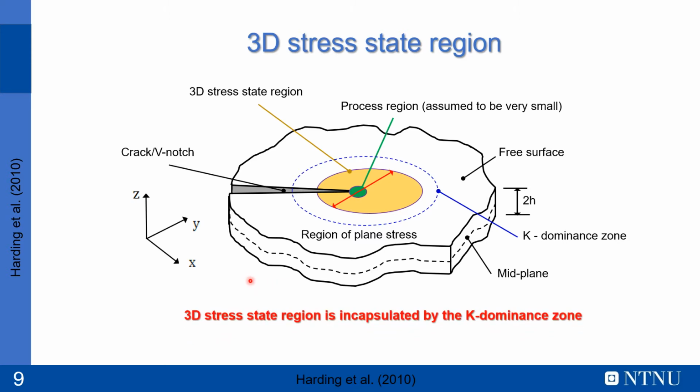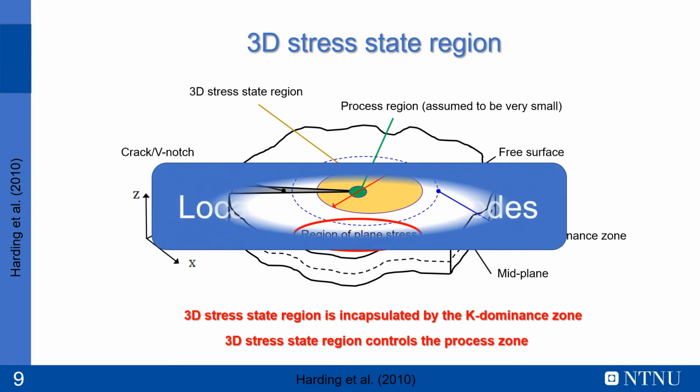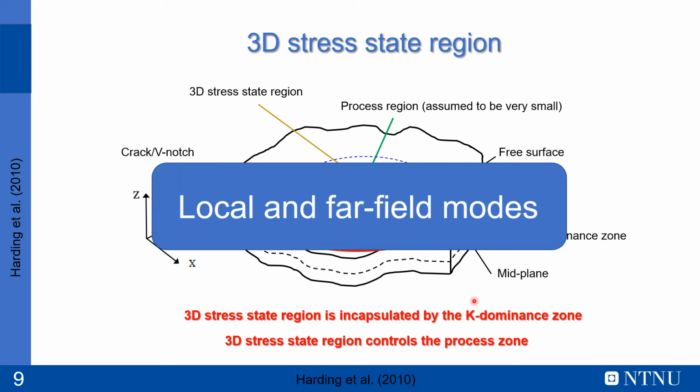It's been observed how the 3D region is encapsulated by the K-dominant zone and controls the process zone, therefore the fracture. And at the end, the region of plane stress is recovered outside of the 3D stress state region after a radial distance of about the plate thickness. Therefore, local and far-field modes are considered, where these latter are simply the modes of the fracture parameters recovered by the plane stress conditions.